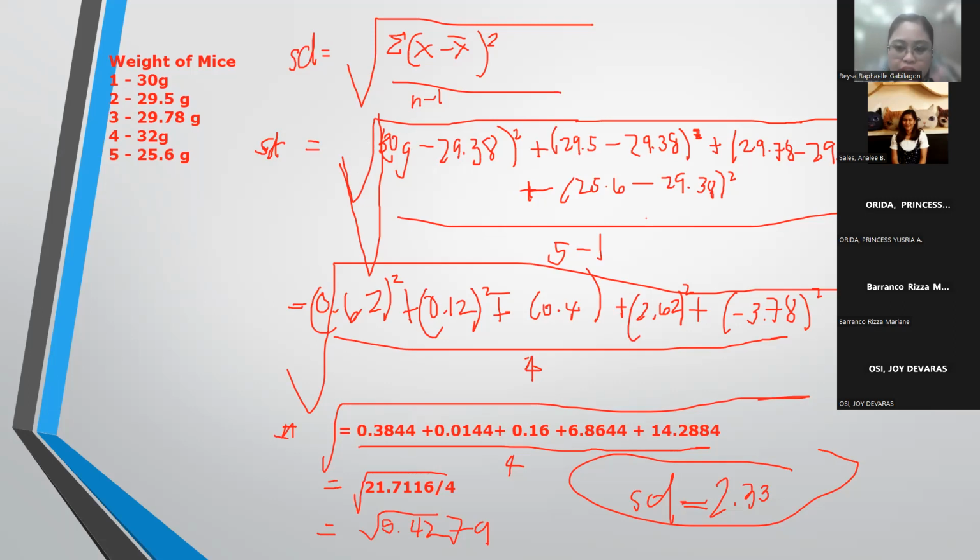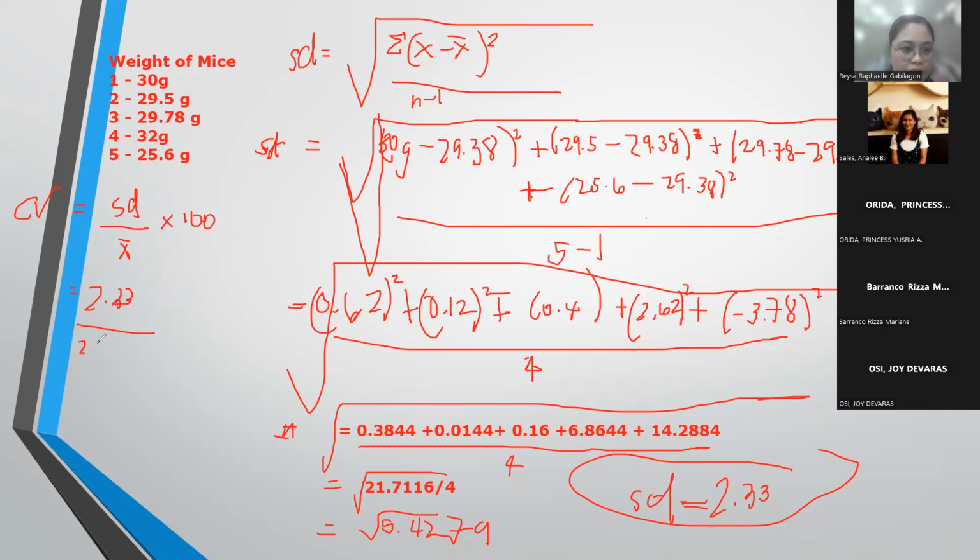How about the coefficient of variation? Our formula for the coefficient of variation is just the standard deviation divided by the mean times 100. This is not really a difficult one. We just divide. What was it again? 2.33 divided by our mean.